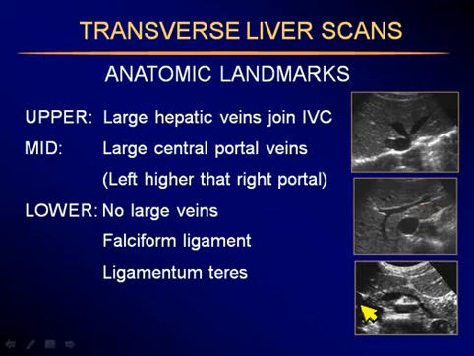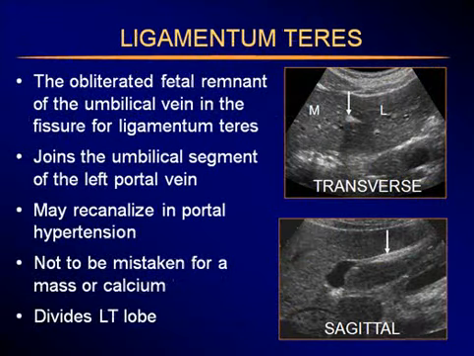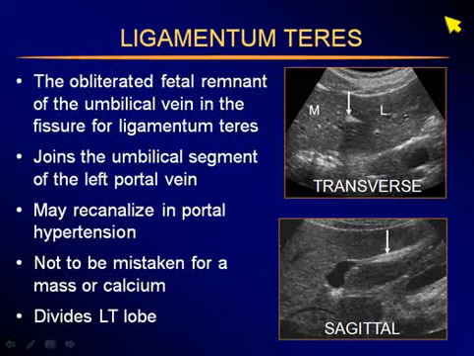If we look at transverse lower sections of the liver, we don't see any big veins. We see an echogenic line here. This would be where the falciform ligament comes in, and the umbilical fissure, the fissure for ligamentum teres, and that will mark the lower parts of the liver for us. So we'll know if we're high, mid, or low in the liver. Now, since I mentioned ligamentum teres, let's talk about that. Ligamentum teres means round ligament.